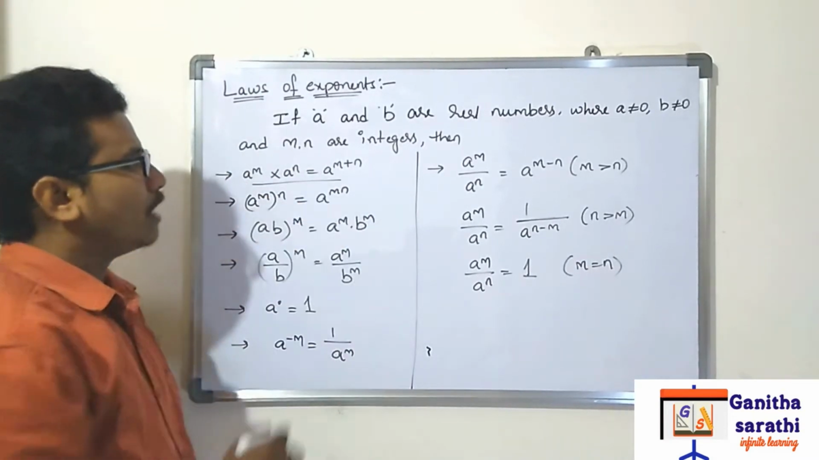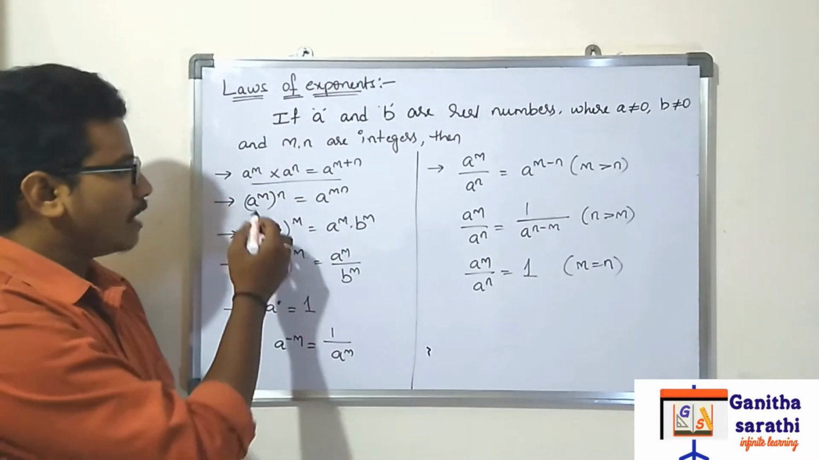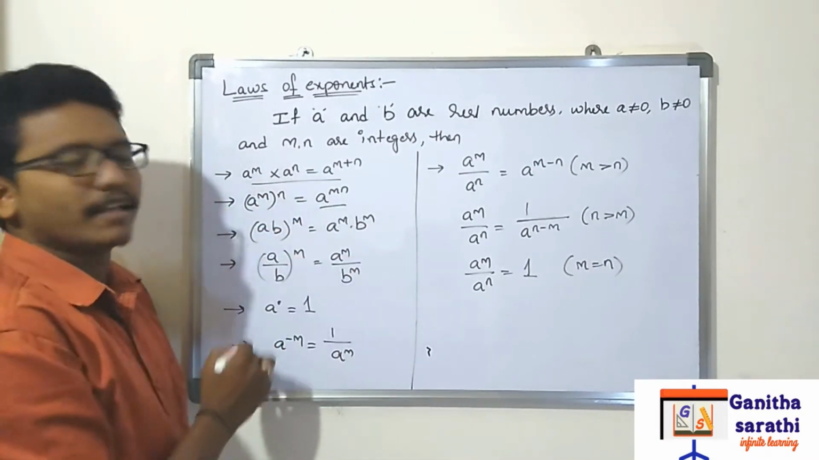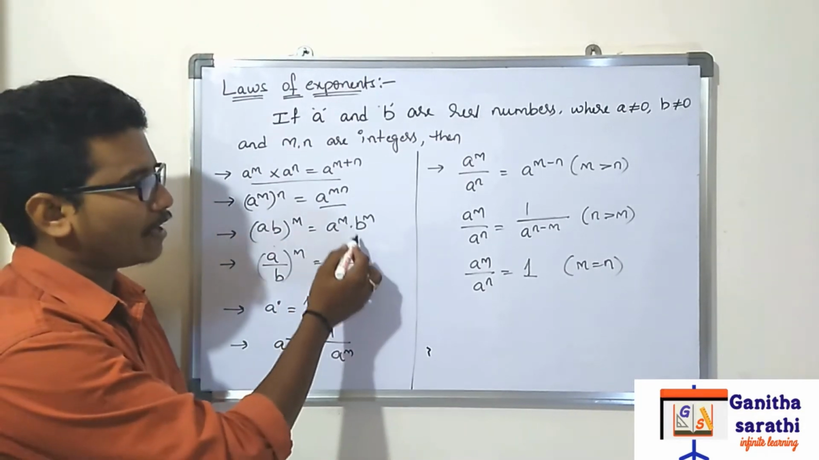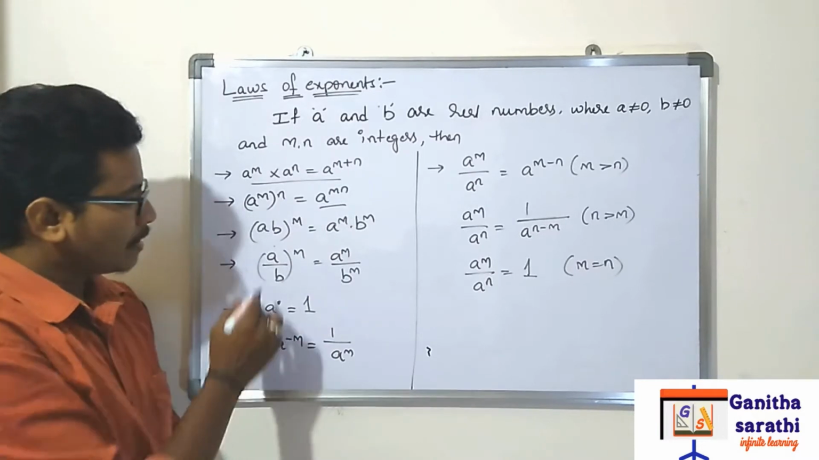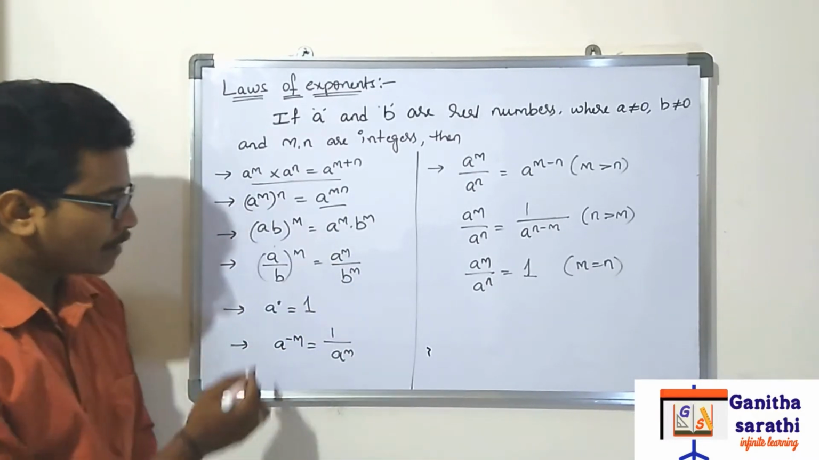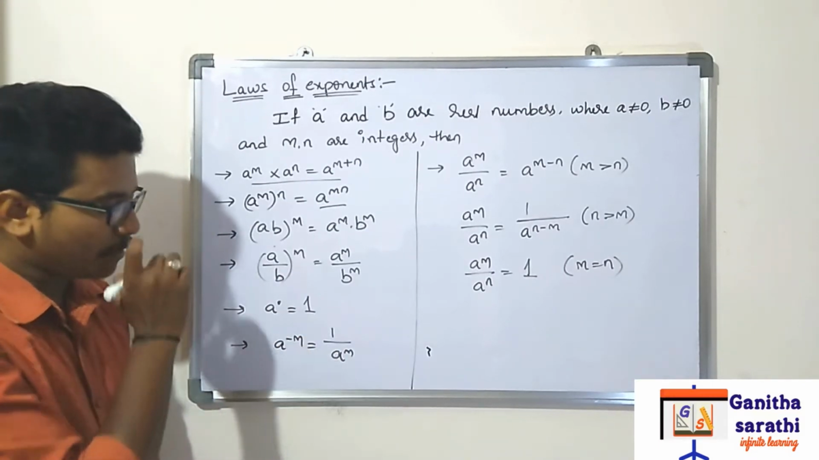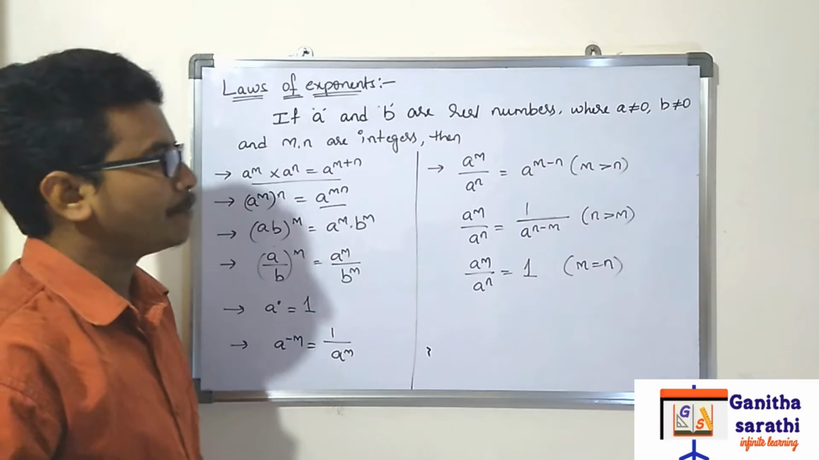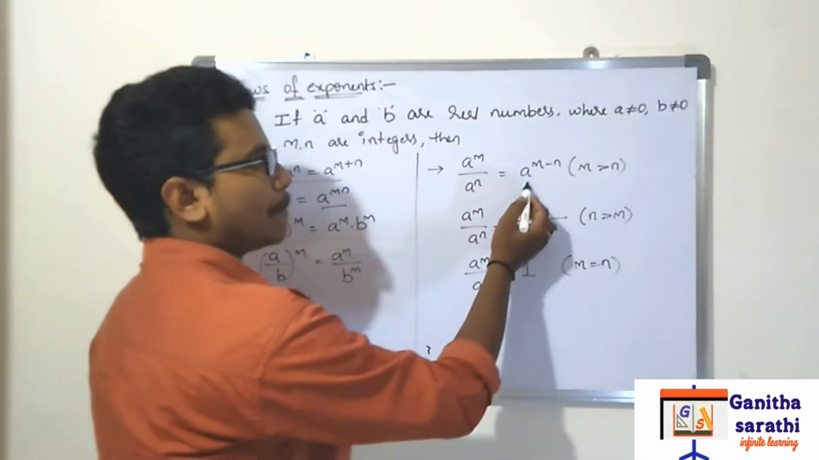a power m into a power n is a power m plus n. a power m whole power n is a power mn. a into b whole power m is a power m into b power m. a by b whole power m is a power m by b power m. a power 0 is equal to 1. a power minus m is equal to 1 by a power m. And a power m by a power n is equal to a power m minus n.